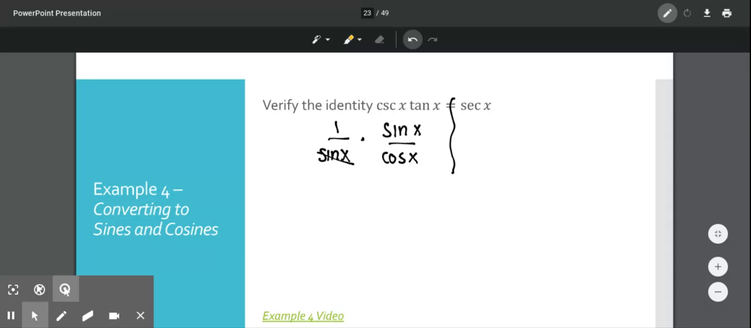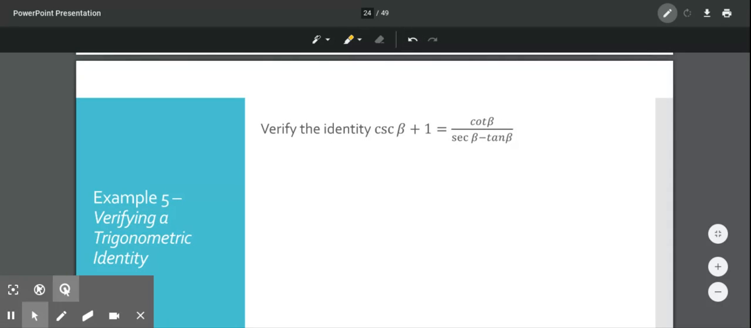Your sines simplify, so you're left with 1 over cosine. And when you glance over to this side, you see that you need to get to secant. And so hopefully you recognize that 1 over cosine is the same thing as secant. So we got that.